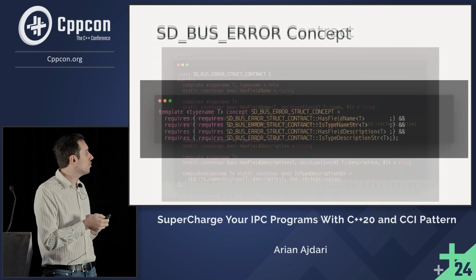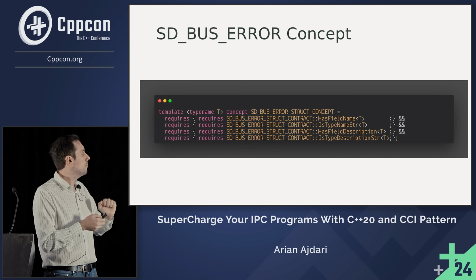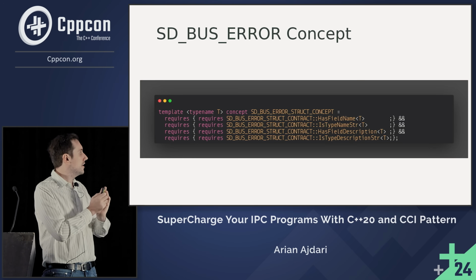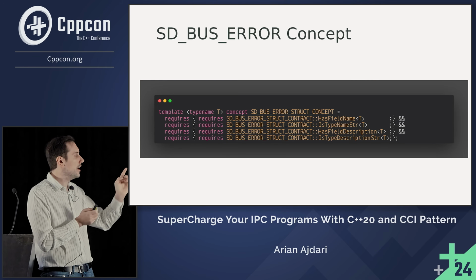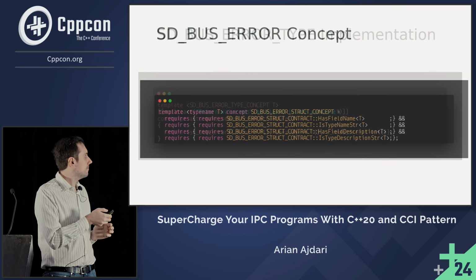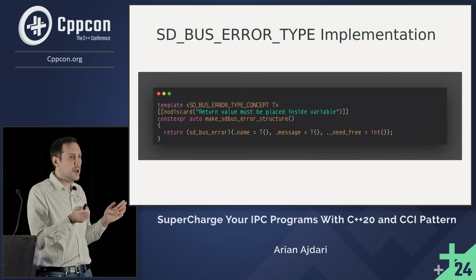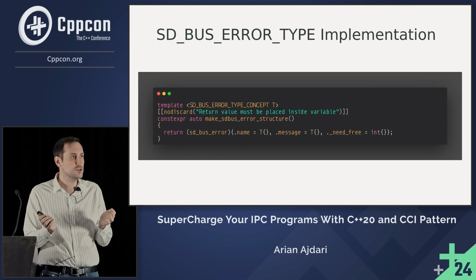In order to enforce that contract, I again apply a concept, and I put in the clauses that it has a field name, which is of type string. It has a field called description, and that field is string. And I connected all of them with the logical AND operator. And now things go back as we were previously for SD-bus message and SD-bus object itself.